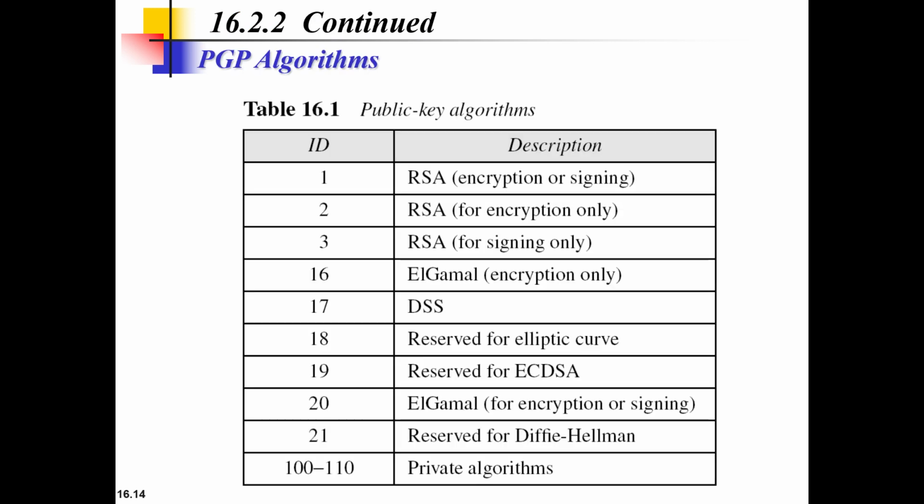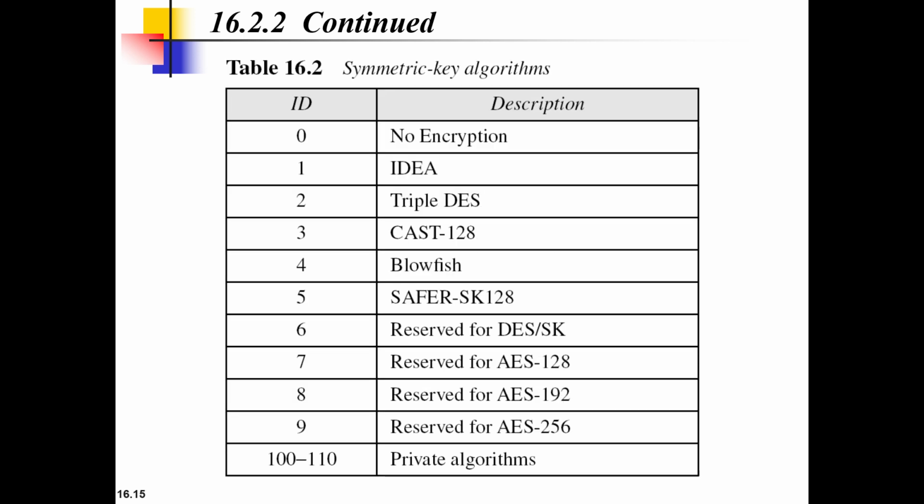The algorithms that are used in PGP are listed in the next few slides. First, in table 16.1 we can see the public key algorithms that are used for signing the digest or encrypting the messages. Next are the symmetric key algorithms. We can see in table 16.2 the symmetric key algorithms that are used for conventional encryption.